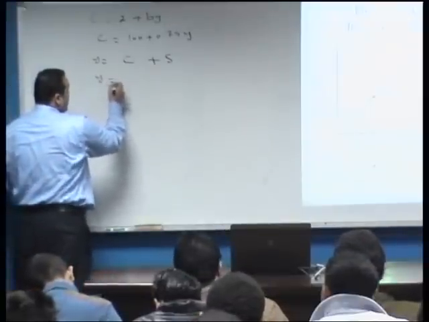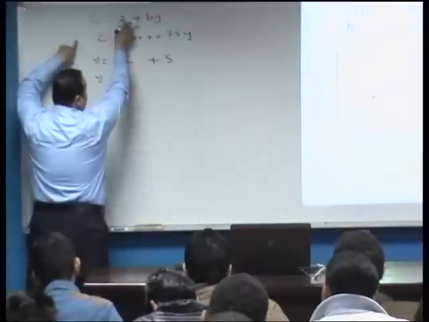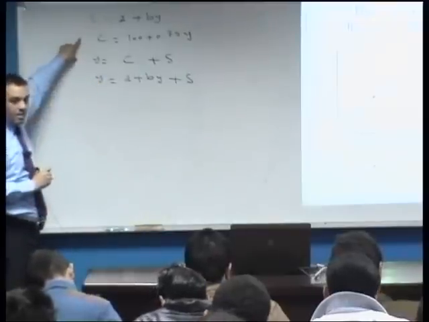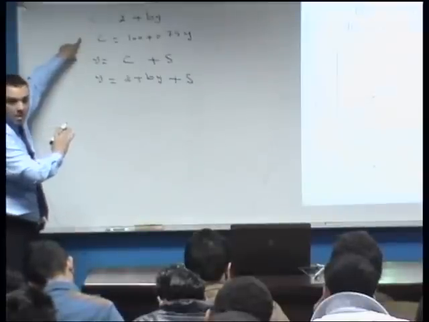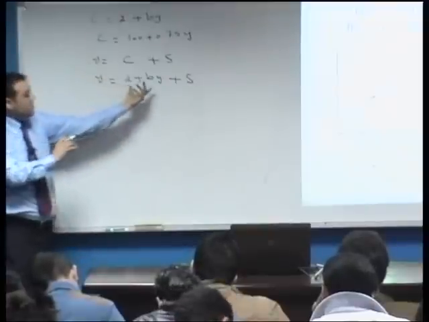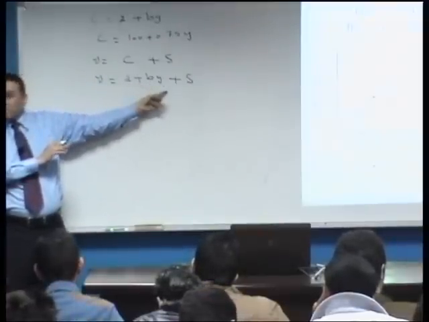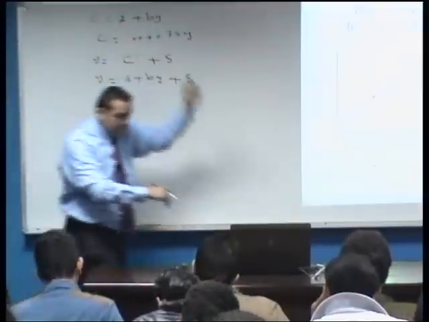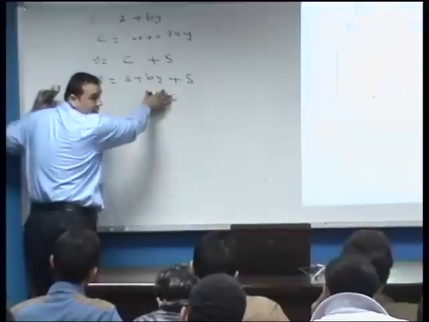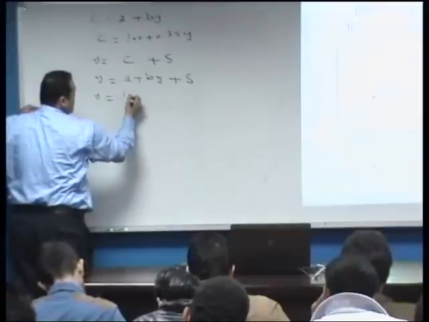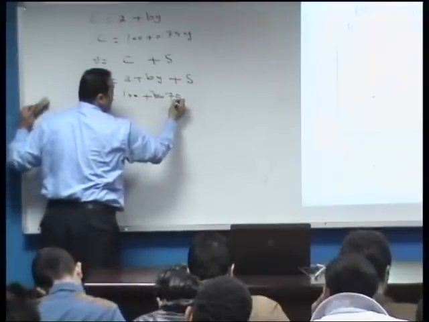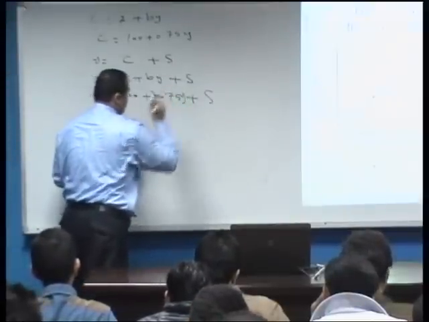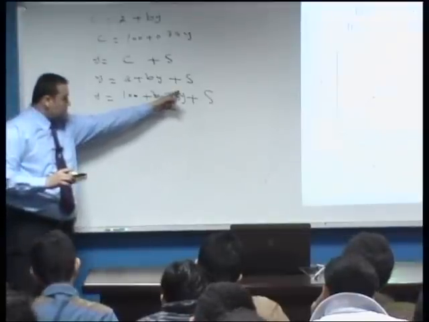So Y equals, do the substitution for C: A plus BY plus S, right? For simplification we use numbers. C is A plus BY, so direct substitution: A plus BY is C. So Y equals A, 100, plus BY, where B equals 0.75, plus saving. Let's shift Y here.